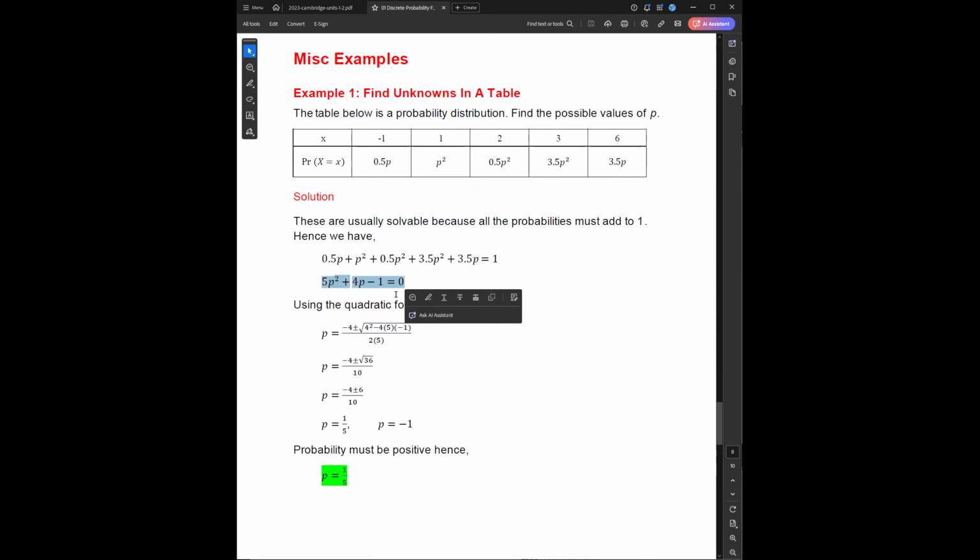You can solve this however you like. The way I've done it here is the quadratic formula. Trying to factorize this would be a bit tough because you'd have to use the rational root theorem to get that p equals a fifth. That would be less than ideal.